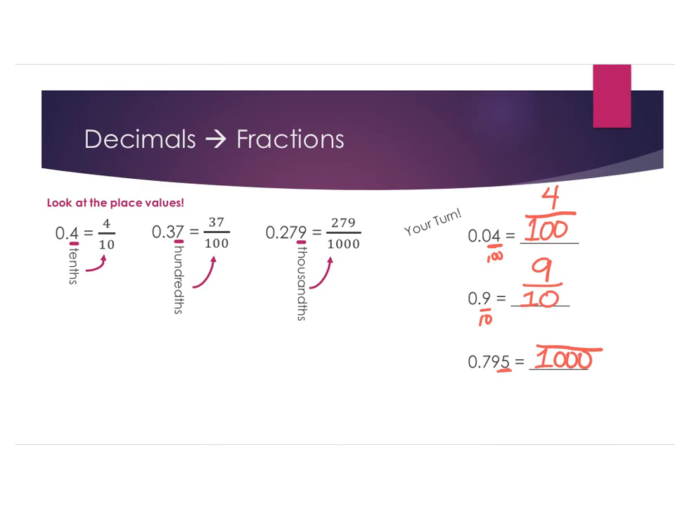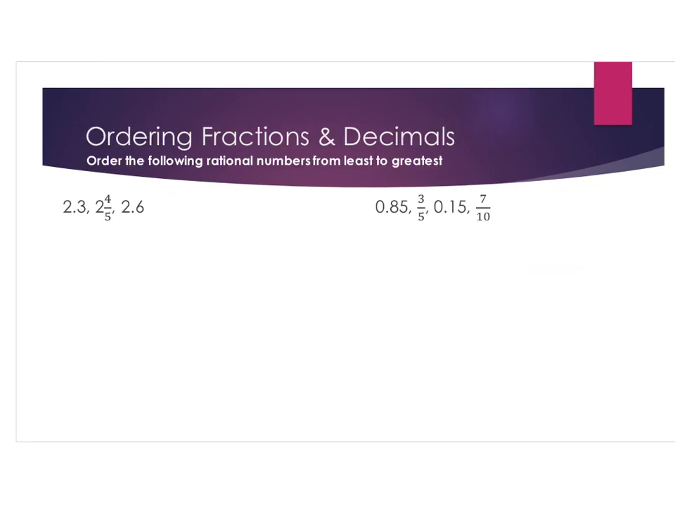And the numbers that are to the right of the decimal are 795. So 795 goes on top. So this is how we change decimals into fractions. Okay, now let's bring everything all together.